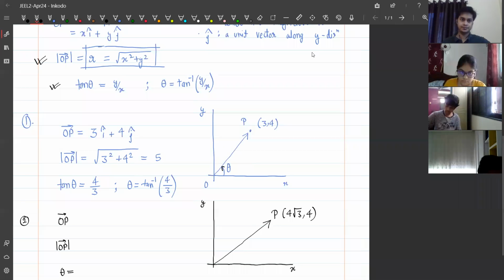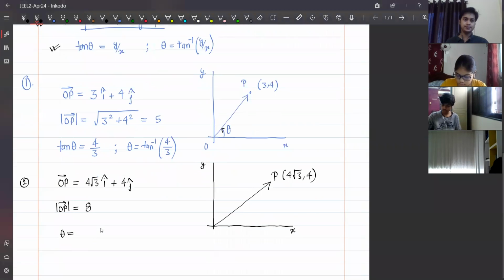Root of 4 root 3 whole square plus 4 square, which is root 48 plus 16, which is root 64. So we'll get the answer as 8. That is the length of OP vector, that is mod of OP vector. And OP vector will be 4 root 3 i cap plus 4 j cap. Can you tell me the value of theta?